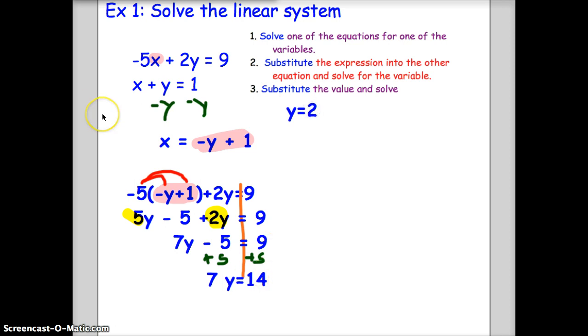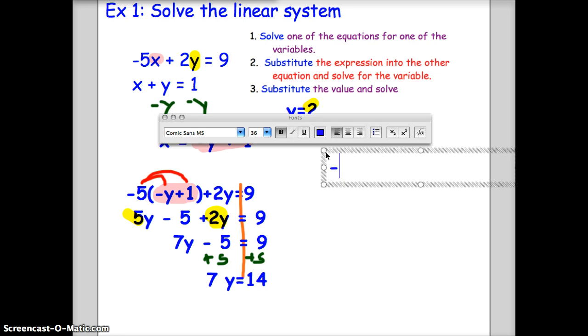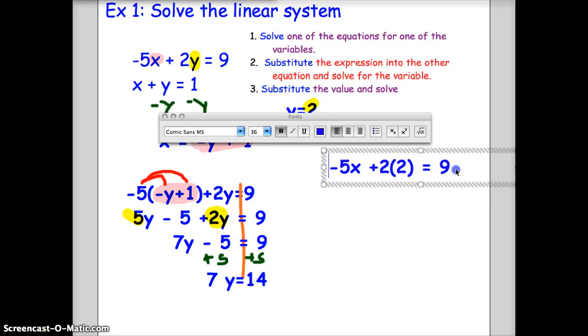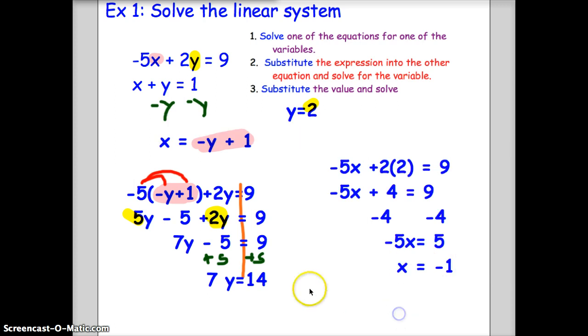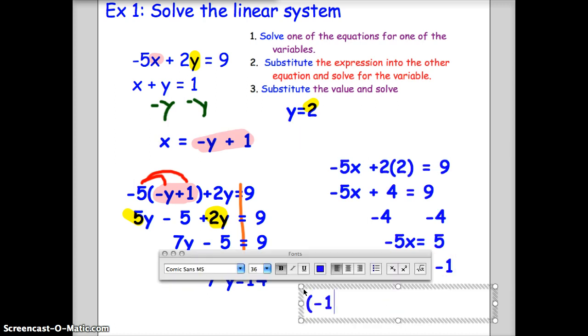So now I know part of my ordered pair. I know that the y value is 2. So I'm going to take that and substitute it back in for my y value so I can find x. If y is 2, that's negative 5x plus 2 times 2 equals 9. 2 times 2 is 4, so negative 5x plus 4 equals 9. Subtract 4 from each side, leaving me with negative 5x equaling positive 5. Dividing both sides by negative 5, we get x equals negative 1. So our final ordered pair is negative 1, comma 2.